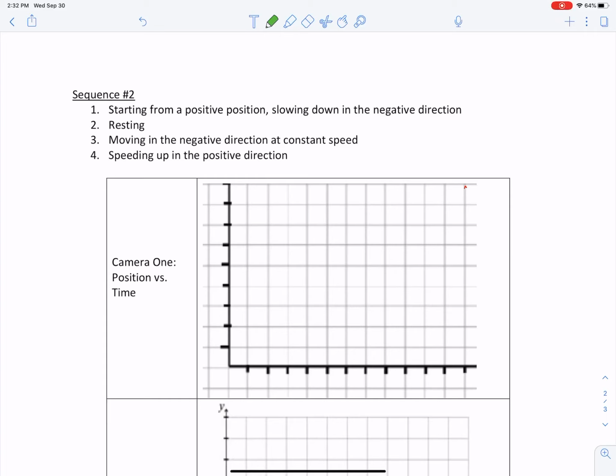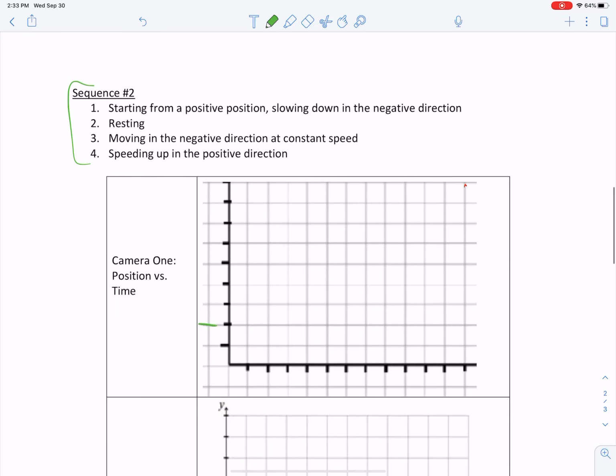All right, let's try another example of showing the same event sequence in multiple views. So here we go, sequence 2. Now we're going to start from a positive position, slowing down in the negative direction. Go to rest. Part 3 is moving in the negative direction at constant speed, and then finally speeding up in the negative direction. So I'm going to take my two views.